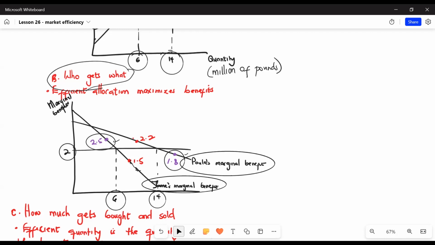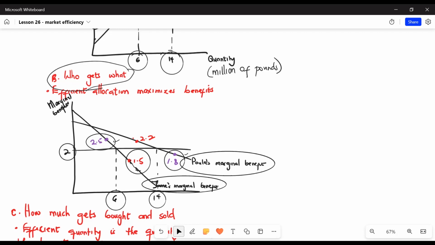the economic surplus. So now let's look at why this is the case. If we give James extra apple, his marginal benefit from getting an extra apple is 1.5, which is less than 2 in this case.